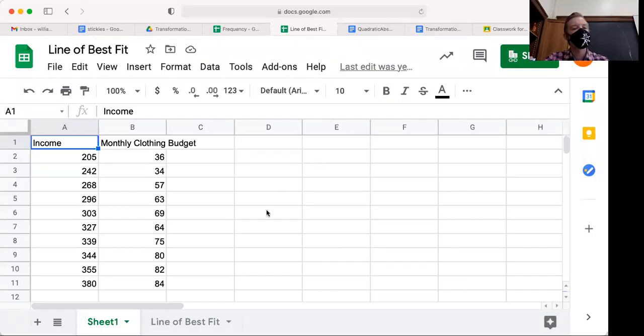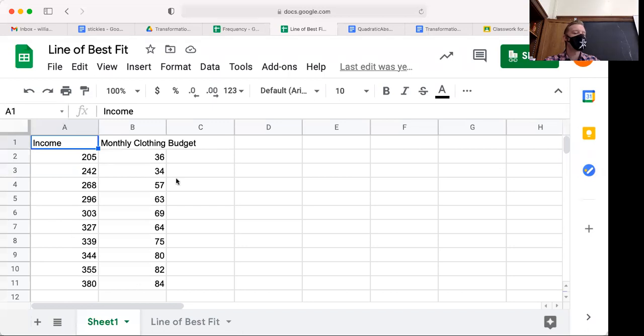All right, so what we have here is some information. I grabbed this from an example in the textbook, but basically this person wanted to see if there was any kind of relationship between how much money somebody made, their income, and how much money they're spending every month on clothing. So they went around and they asked a bunch of people. They took a survey, is what we call it.